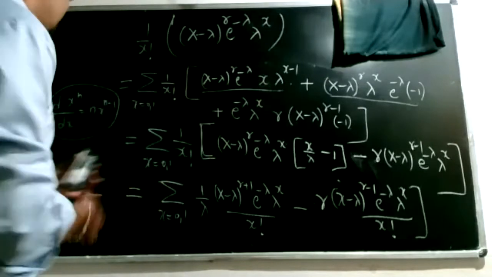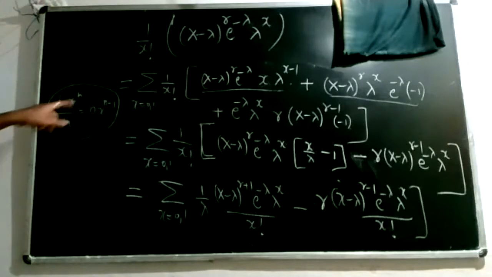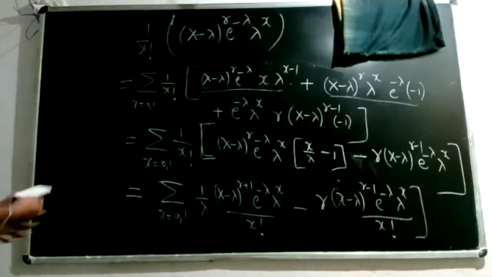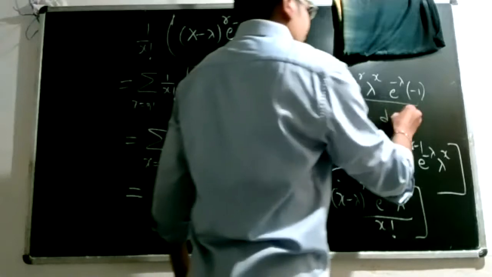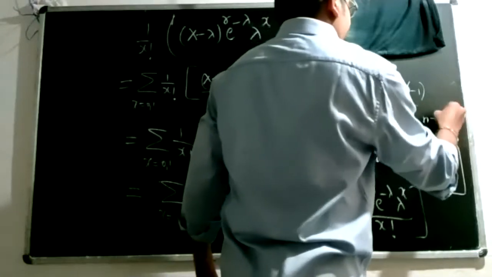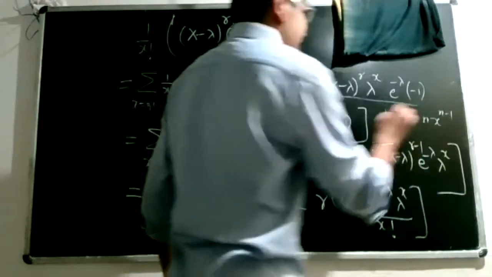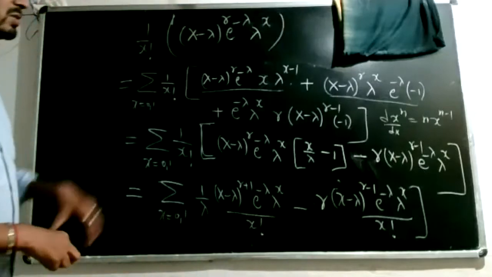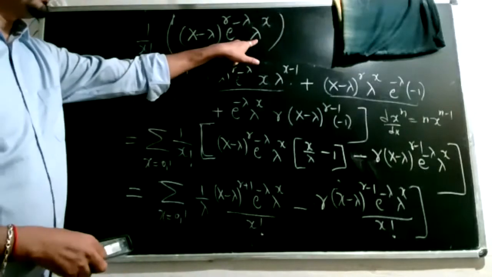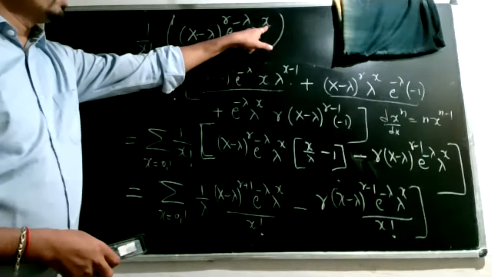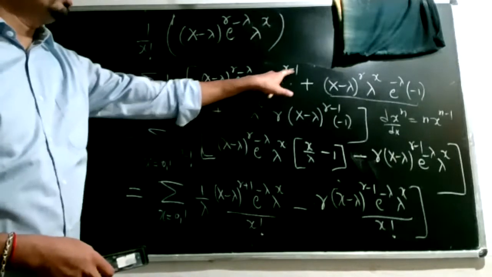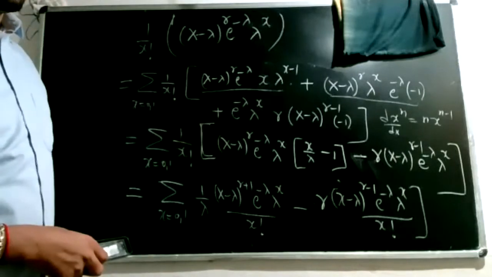So it is like differentiating your x power n. Derivative of x power n is n into x power n minus 1 when you are differentiating with respect to x. Now similarly, if you are differentiating with respect to lambda, x becomes the power. So I'll have x into lambda power x minus 1.